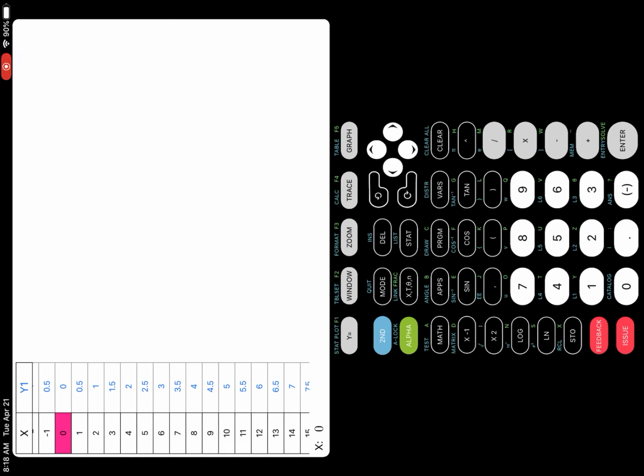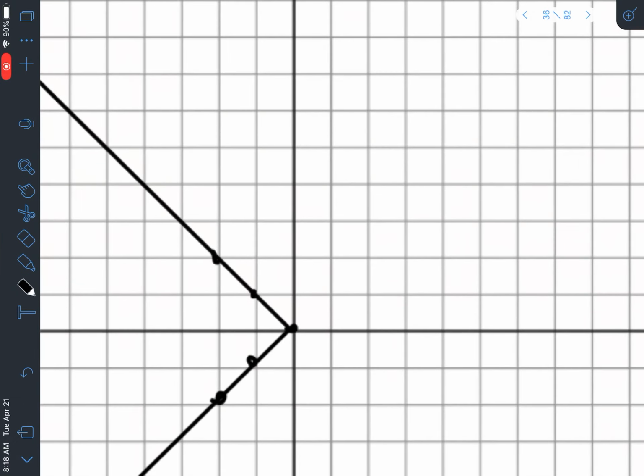So now we look at this and we can see that our first point is 0, 0. When we go to 1, it's got to be a half. 2 is our x and 1 is our y. 3, 1.5. 4, 2. 5, 2.5. 6, 3. So if we go back to our graph here, we know that our first point is going to be more like this.